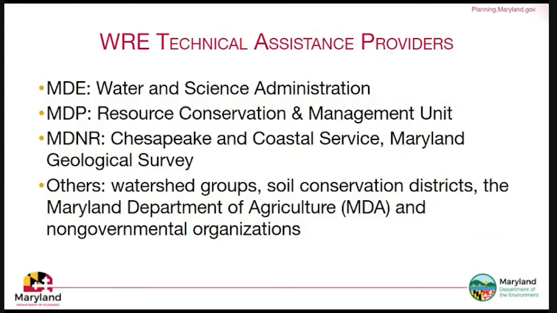And slide 5, the next slide, lists a few technical assistance providers. Certainly at MDE, Matt's group is the Water and Science Administration. Within planning, we have the Resource Conservation and Management Unit, Chesapeake and Coastal Service, as well as the Maryland Geological Survey within DNR. And for the others, we've listed them. We're here to help you connect to these other groups if you need their assistance, whether it's the Department of Agriculture, your local soil conservation districts and watershed groups, or any NGOs that may have information that can assist with implementing this guidance.